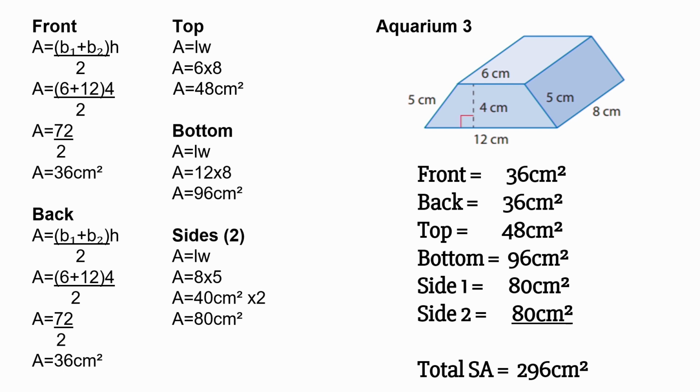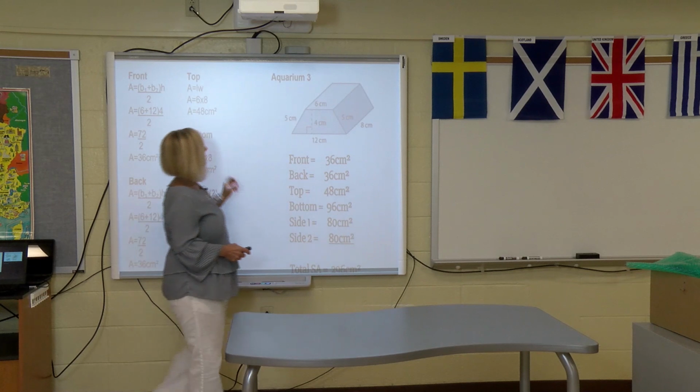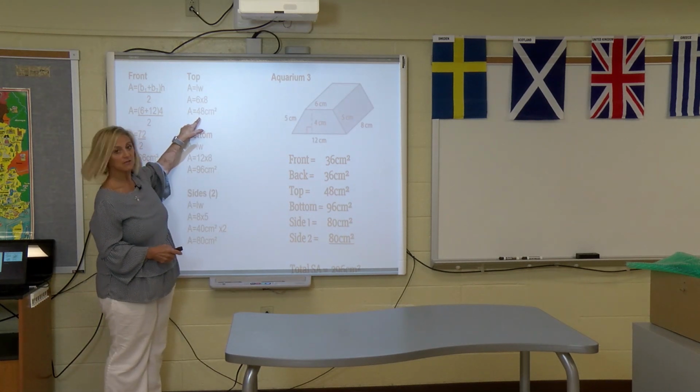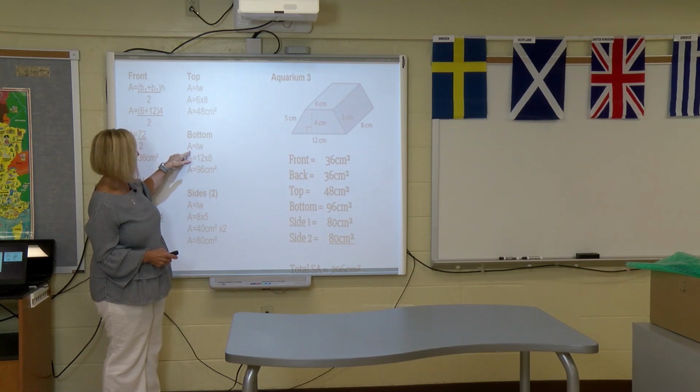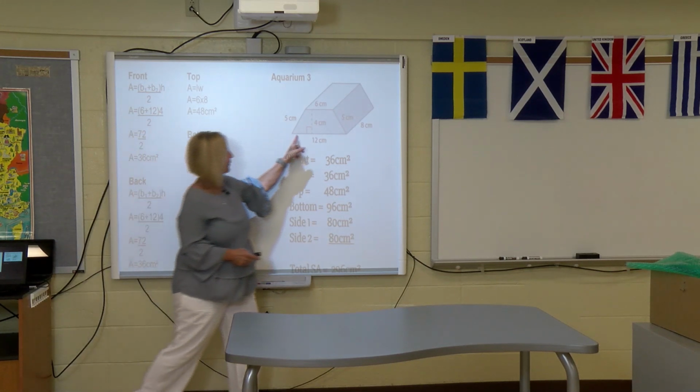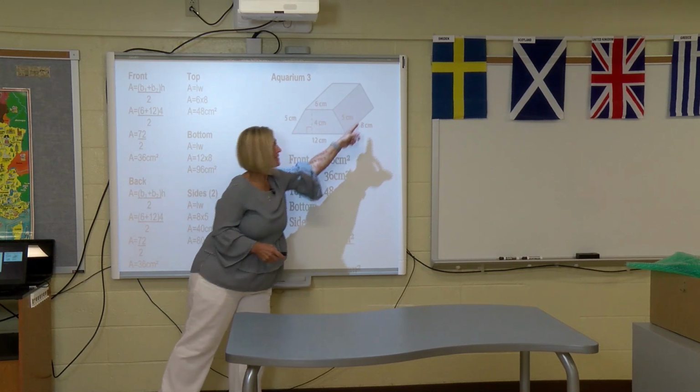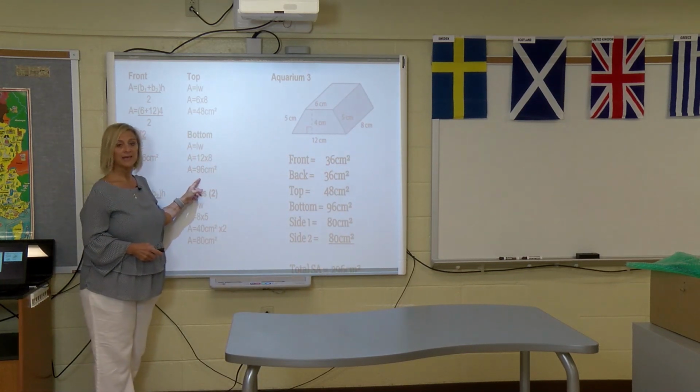So let's look at the top right here. It's a rectangle, so we know that we find the area of a rectangle by length times width. Here's our rectangle, 6 times 8. Can you see that? 6 times 8 is 48 centimeters. Now let's look at the bottom. We have length times width. The bottom is 12 times 8. 12 times 8 is 96 centimeters.